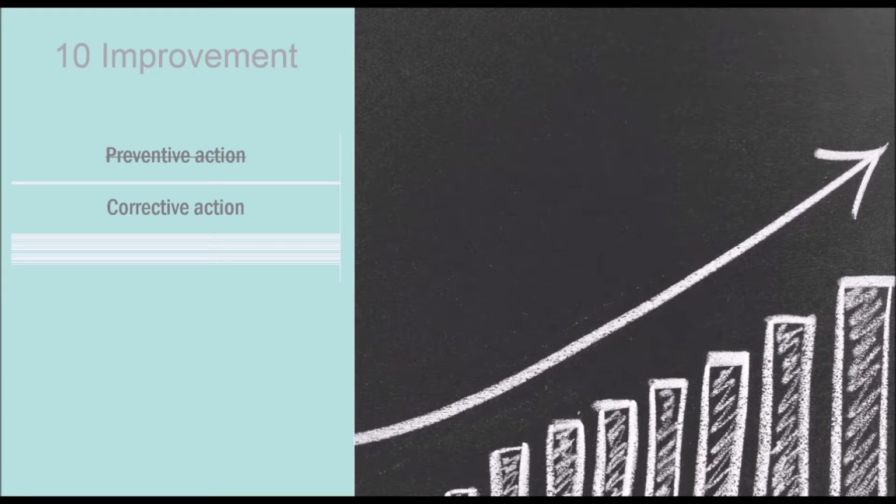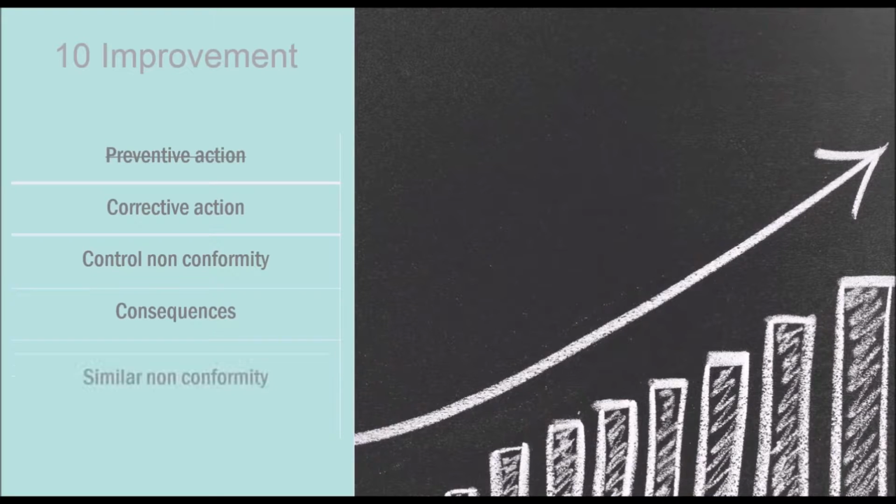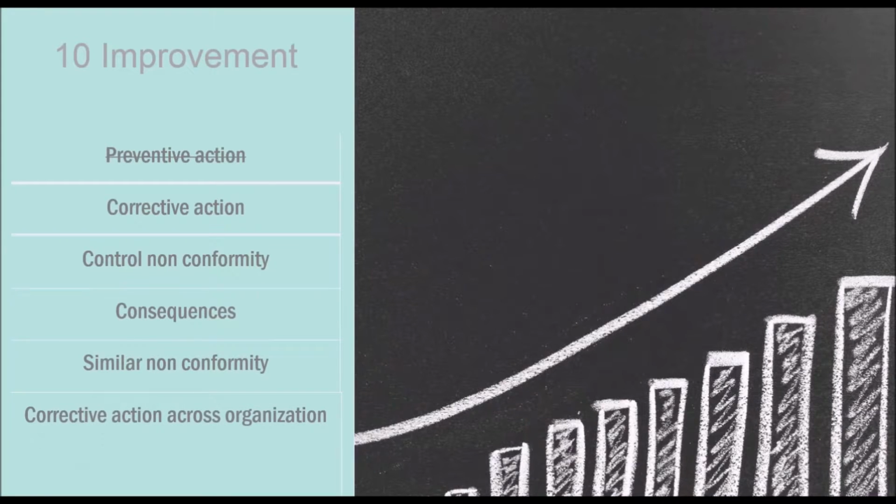The organisation has to react to and take action to control the non-conformity and deal with the consequences of it. Following that, they need to determine whether similar non-conformities exist or could occur. This could lead to corrective action across the organisation. So improvement doesn't always take place on a continual basis. Sometimes it occurs as a result of corrective action. Other times it happens through innovation or as a result of reorganisation.